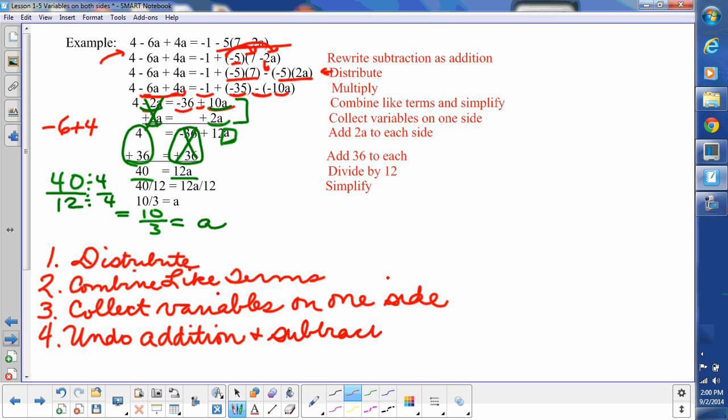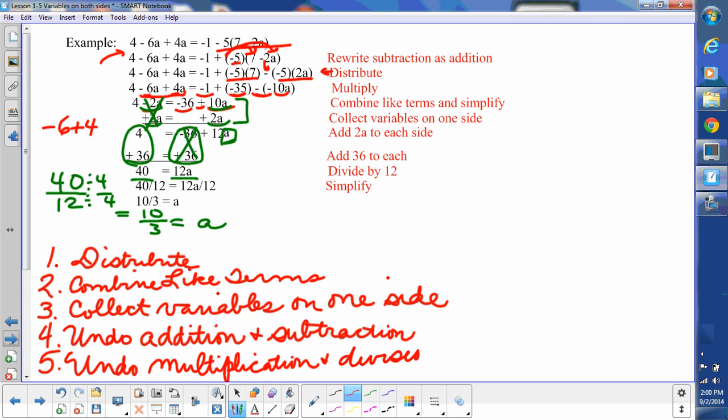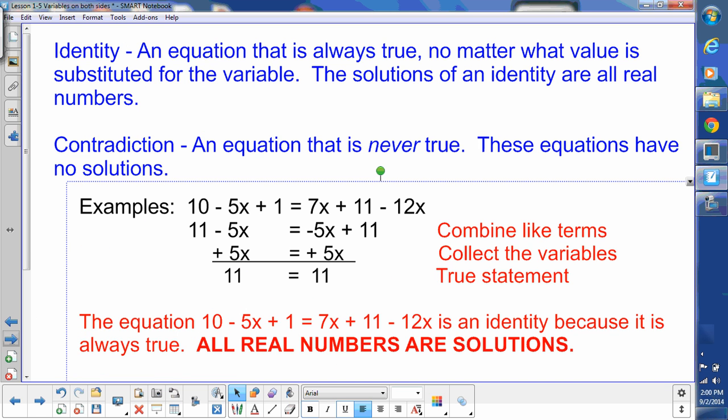After we've done any addition and subtraction, we undo multiplication and division. So the problem had a lot more steps, but if you take it one step at a time, you can do it. I'm going to introduce a new term here called identity.